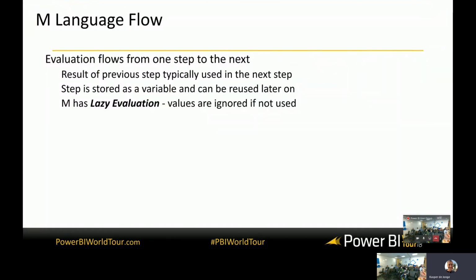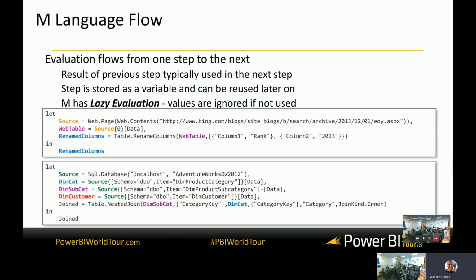The step is stored into a variable, so it can be reused later on. M has lazy evaluation though. So if you are loading data into a step and you don't use it, then the value is ignored. So what does that mean?